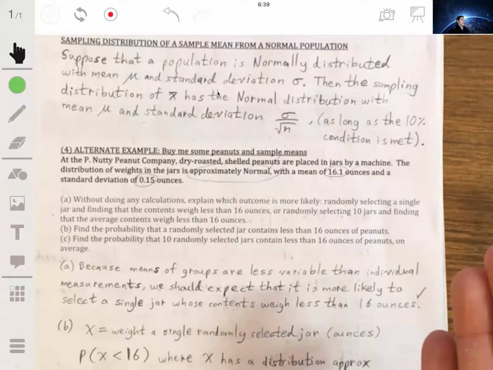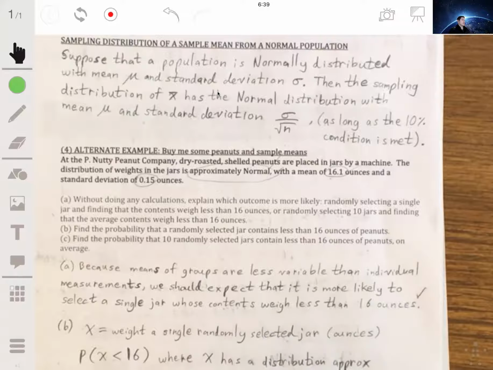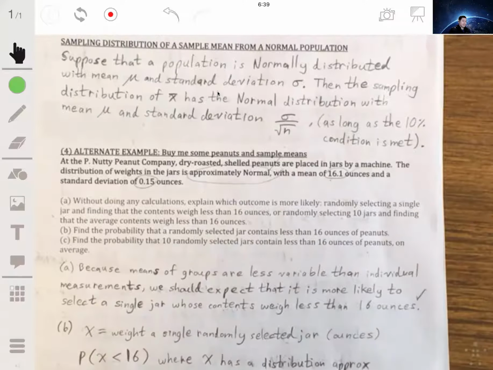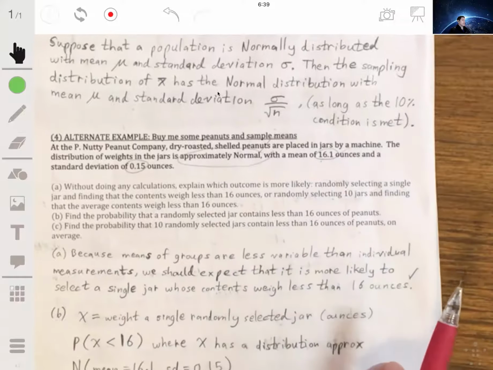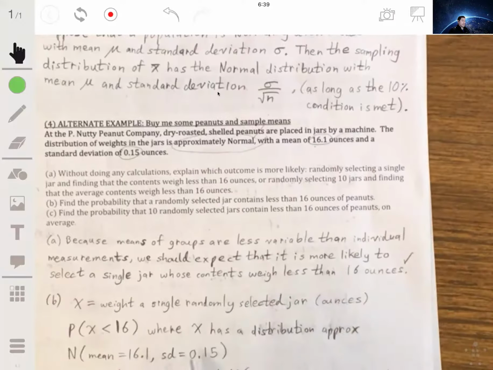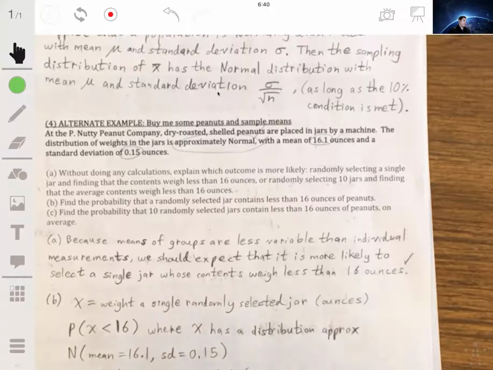You could have done part B from what you learned in chapter 2 when you were just introduced to normal distributions. All you're trying to find is the probability that X is less than 16 in a normal distribution with a mean of 16.1 and a standard deviation of 0.15, because remember, we're only looking at one individual.